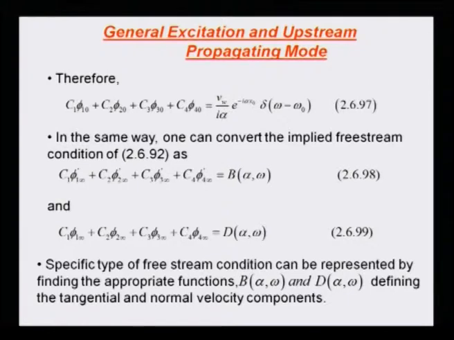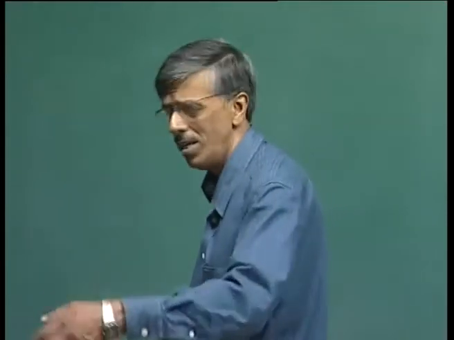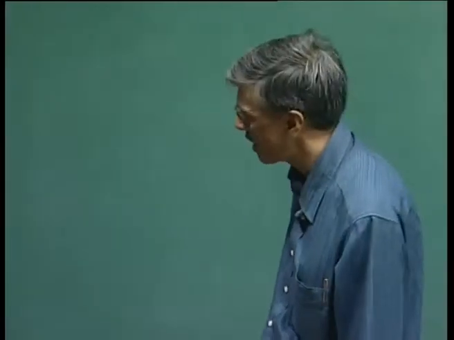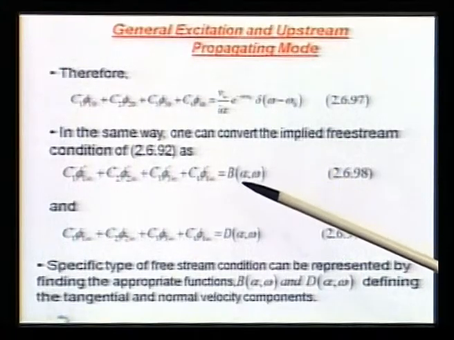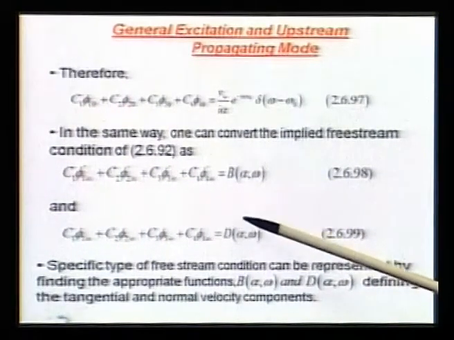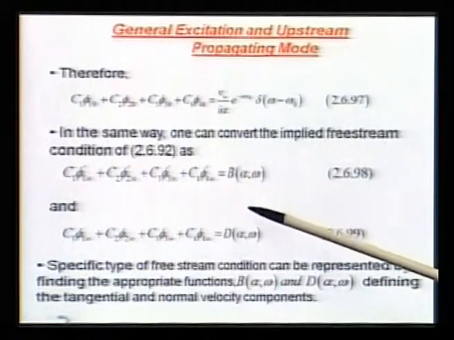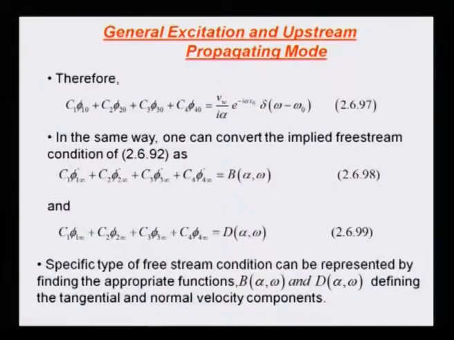But then we also need to worry about 2 sets of boundary conditions in the free stream. Whatever may be their functional form, we could transform them in the spectral plane, the alpha and omega plane. If the u velocity component in the alpha omega plane is called b, and the v velocity component in the alpha omega plane is called d, then we have these 2 additional equations. This is what we discussed.